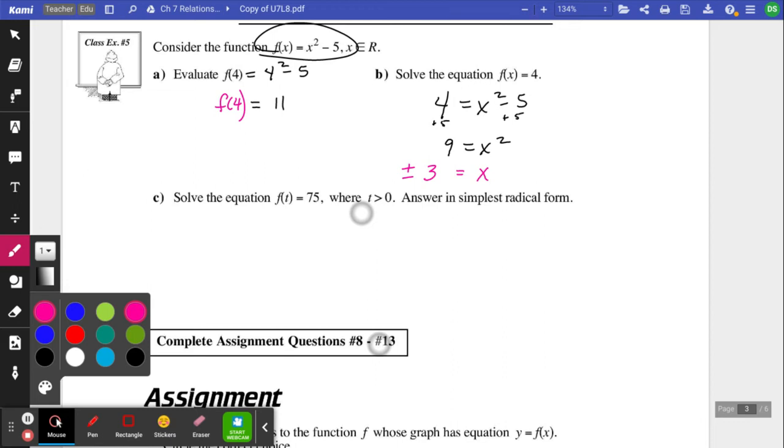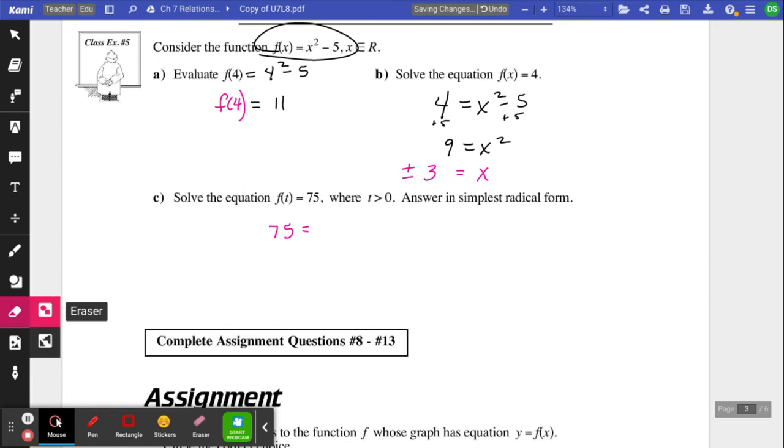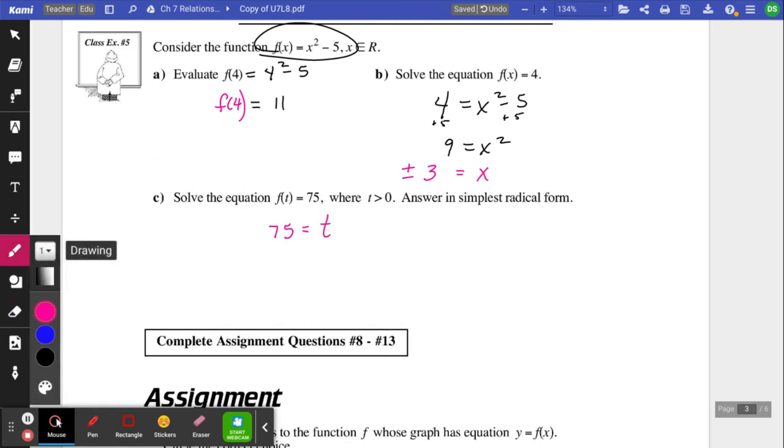Okay, so here we go. 75 equals x. Oh, it's not an x squared. What should it be? T squared. Well, shouldn't it be? f of t means instead of an x, we put a t there instead. But then the whole f of t thing, the whole f deal, is 75.